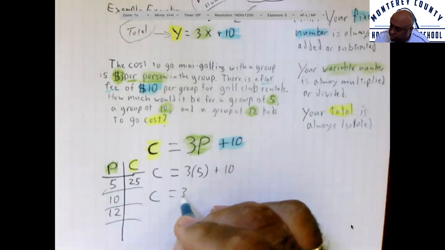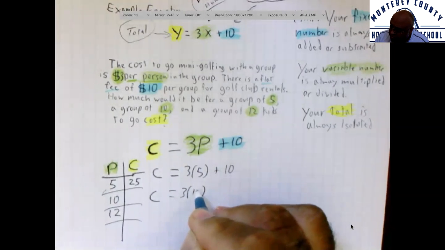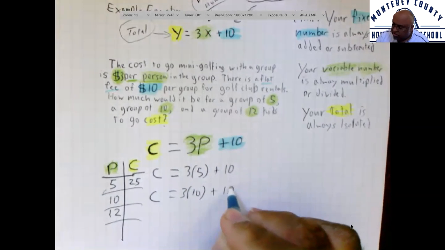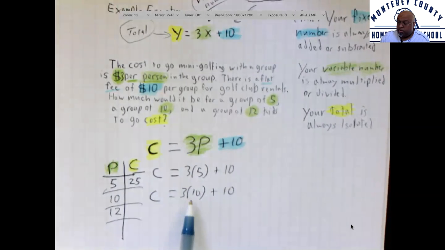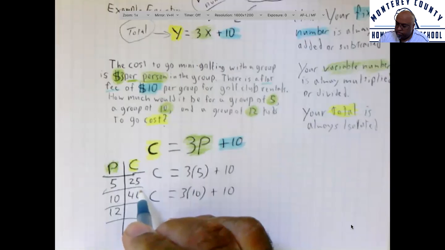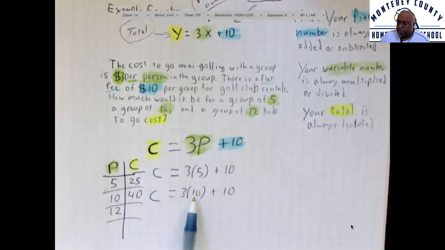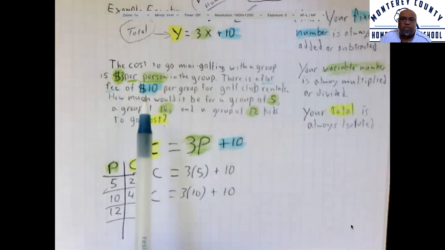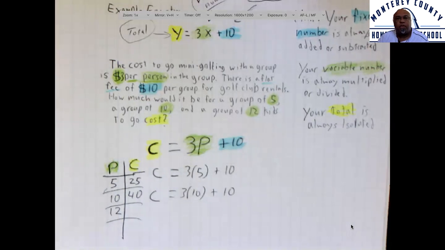Let's go ahead and do this again. Cost is equal to $3 times 10 people plus $10. 3 times 10 is 30. 30 plus 10 is 40. Now you'll notice even though we have double the number of people, it's not specifically double the cost. Now, you might have looked at this and figured it out, but since you have a flat fee of $10, then it actually was more cost effective to bring a bigger group. Because if you're bringing a bigger group, you're still going to pay $10 even if you just bring a group of 2.